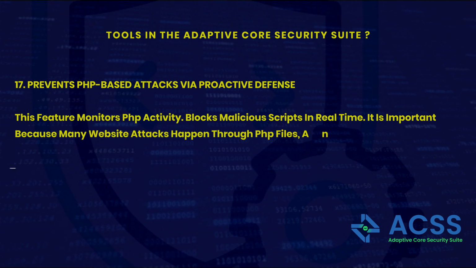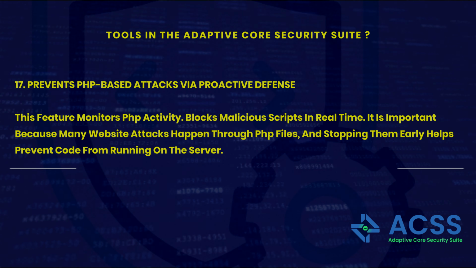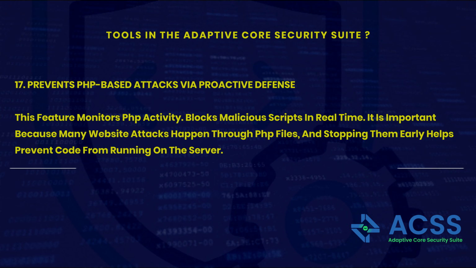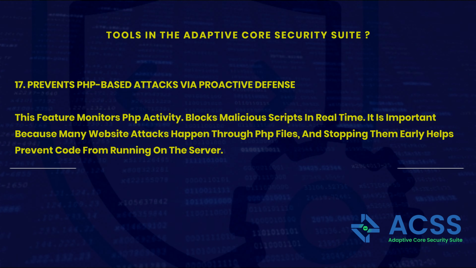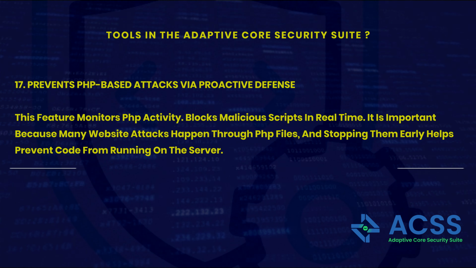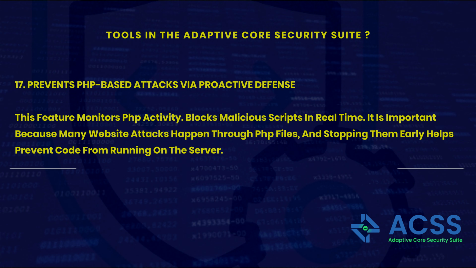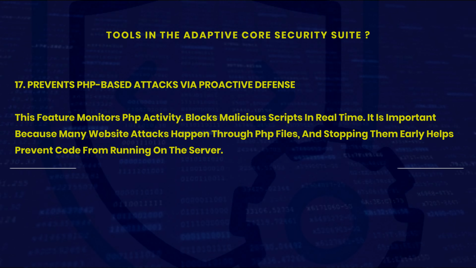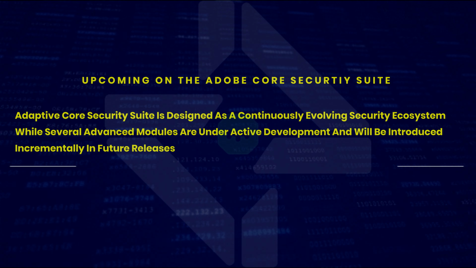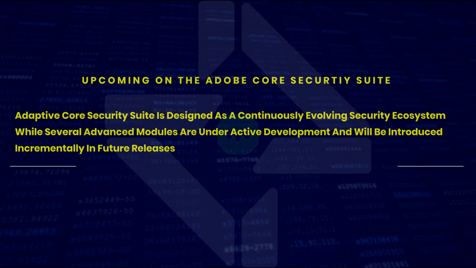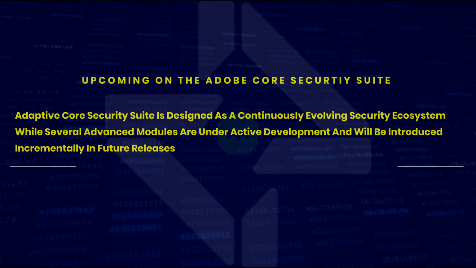The last and 17th tool prevents PHP-based attacks via proactive defense. The system monitors PHP activity and blocks malicious scripts in real time. It is important because many website attacks happen through PHP files, and stopping them early helps prevent code from running on the server. The Adaptive Core Security Suite is not limited to 17 tools. Additional modules are currently under development and will be released progressively as part of the Adaptive Core Security Suite ecosystem.